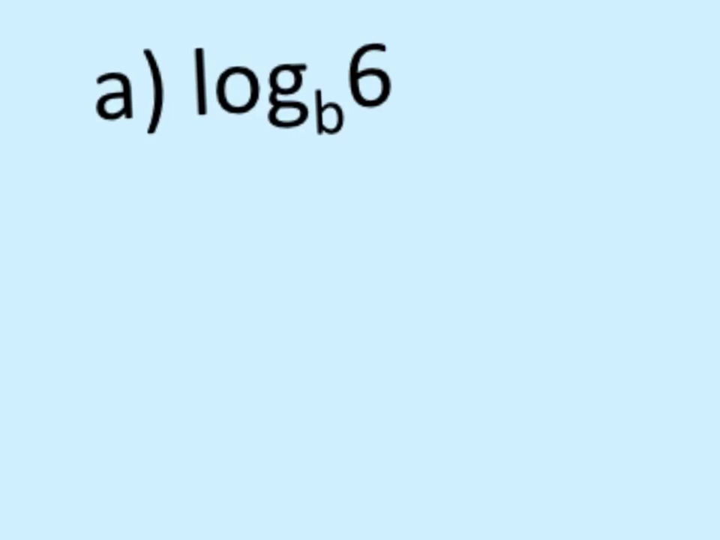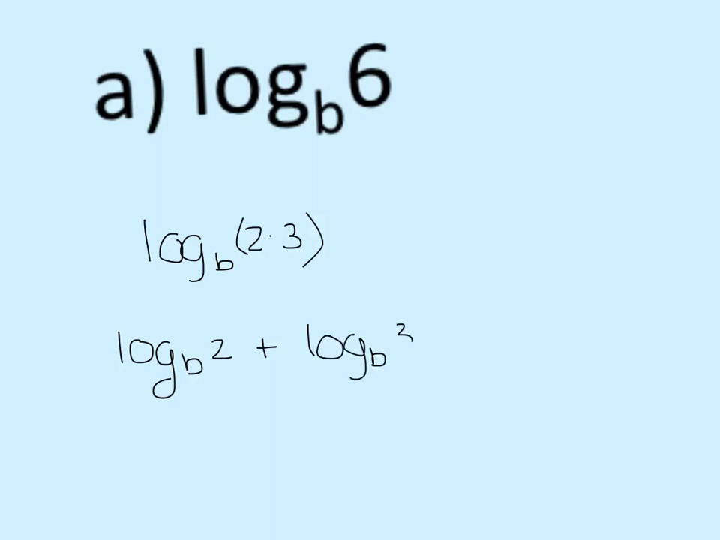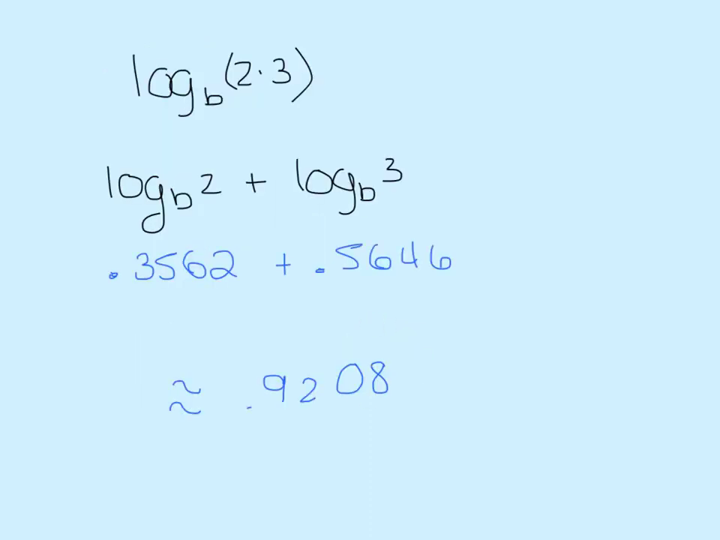Well, I know that 6 is the product of 2 and 3, right? So I can rewrite this as log base b 2 times 3. And when I have the product of something, two things being multiplied, I can break them up through addition. Good. So that's going to be log base b of 2 plus log base b of 3. And log base b of 2 and log base b of 3 were given in the given. So let's go ahead and substitute what this is from the given as well as this. Alright, so you get approximately 0.9208.